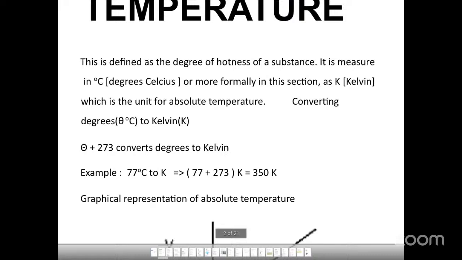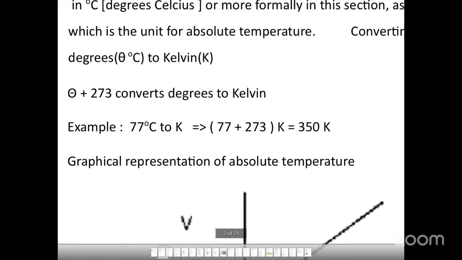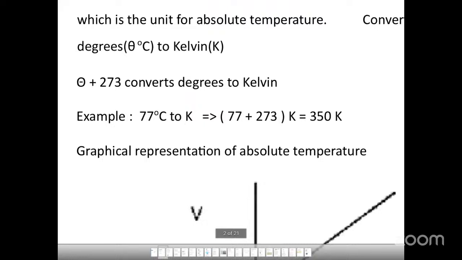It is the measure of degrees Celsius. So it is measured in degrees Celsius, or more formally in this section, we use something called Kelvin. So every time we find temperature, what we're really finding is something called absolute temperature, right? And make sure you quote that value in Kelvin. Okay. So how do we convert from degrees Celsius to Kelvin?